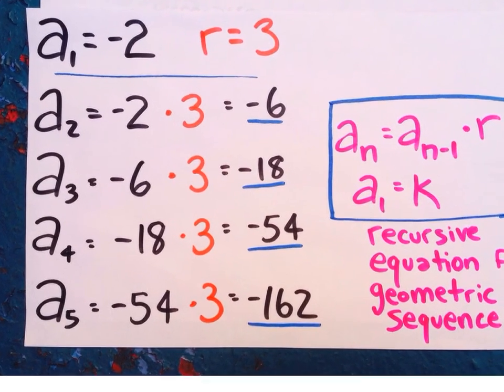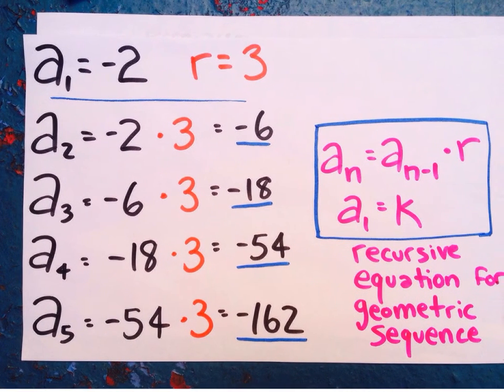So let's say we've got the first term, and in this case, it's going to be -2, and the ratio is positive 3. Well, to figure out what a sub 2 is, we're going to be taking the previous term, and the previous term is a sub 1, which is -2, multiplied by the ratio, which is 3, giving us -6.